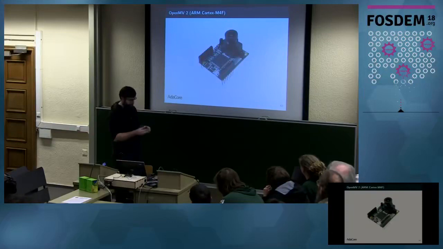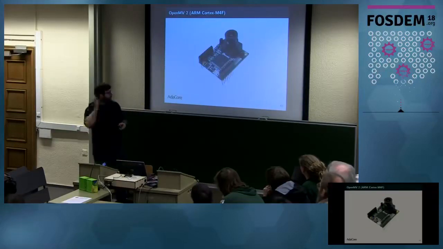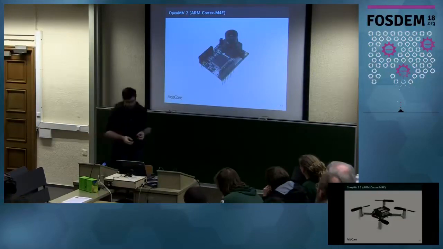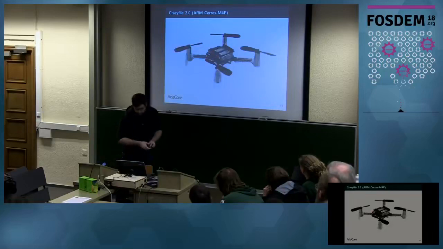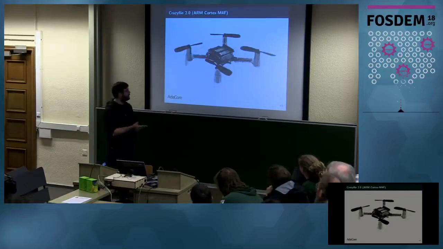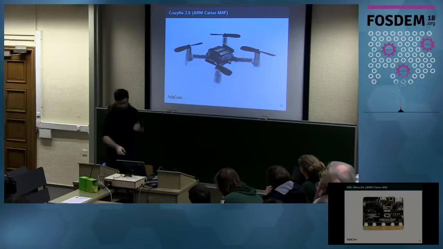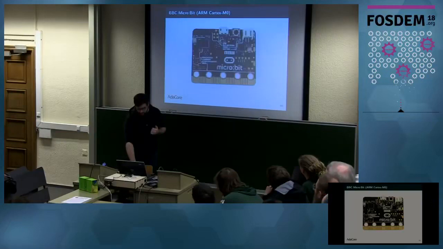This is the OpenMV. It's the board that I have right here. It's an open source, open hardware camera. It's more or less like the Arduino of computer vision. So it's a small microcontroller with just a camera on it. We support that as well. This is the Crazyflie 2.0. It's really, really small, it's the size of my hand, a quadcopter. And again, there's a small microcontroller on it. I will show it a bit later as well.